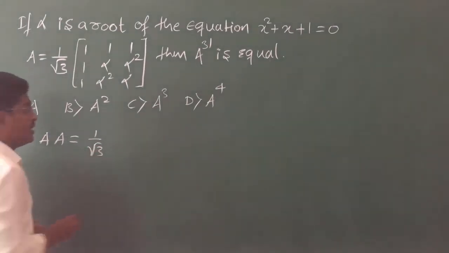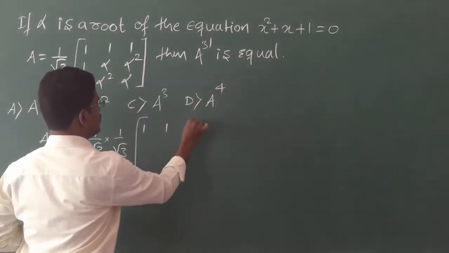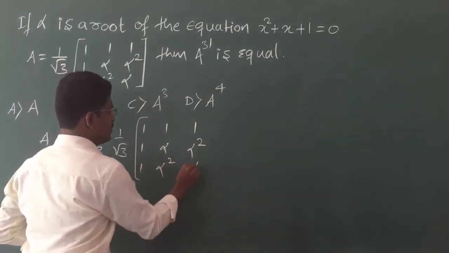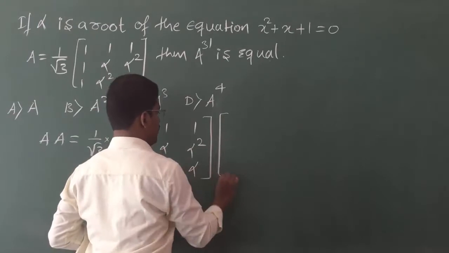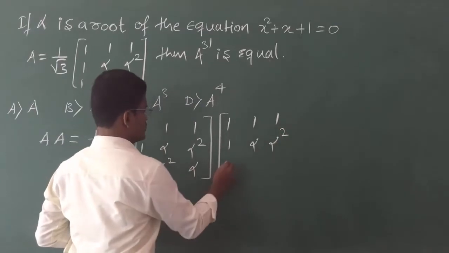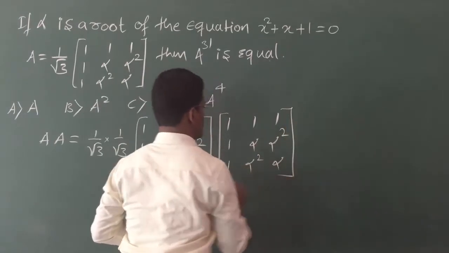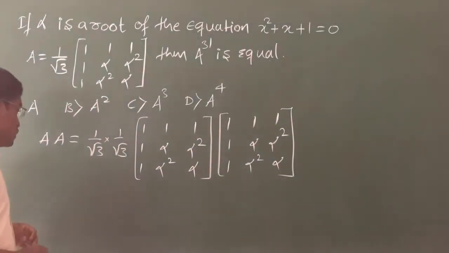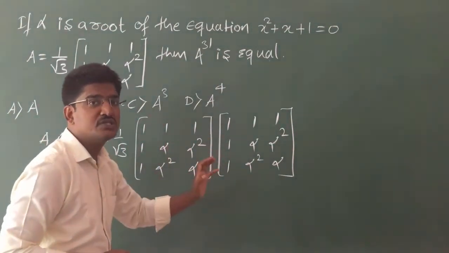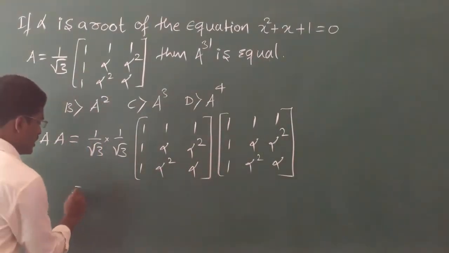1 by root 3 into 1 by root 3, matrix 1, 1, 1, 1, lambda square, 1, lambda square into lambda. Again 1, 1, 1, 1, lambda square. Not lambda, alpha: 1, alpha square, alpha. Clear? These are not lambda, they are alpha. Now if I multiply these two, you must be very quick while multiplying both of these terms. If you are very slow in multiplying these two, it will be very late to simplify.